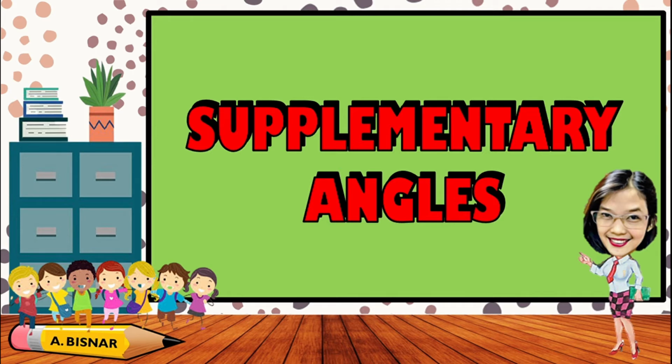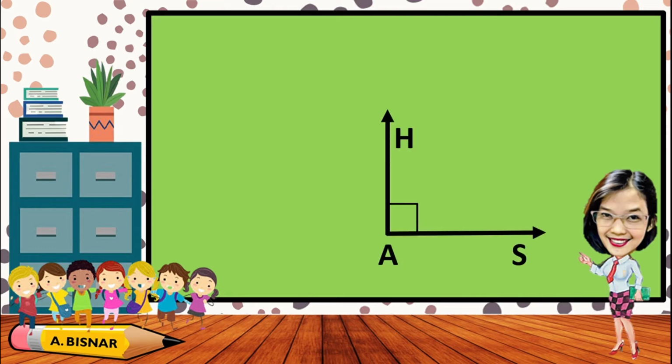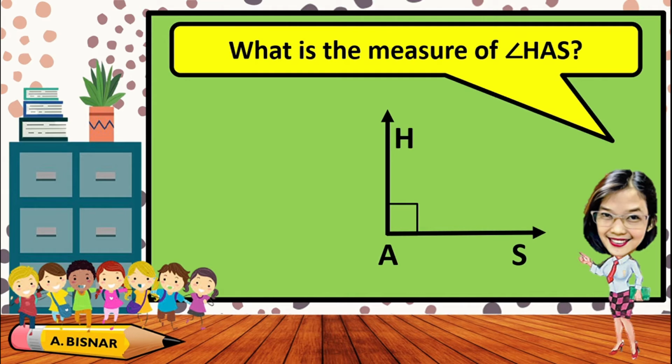This lesson is all about supplementary angles. Say we have angle HAS, or it can also be named as angle SAH. Now, what do you think is the measure of angle HAS? That's correct. The measure of it is 90 degrees because it is a right angle.